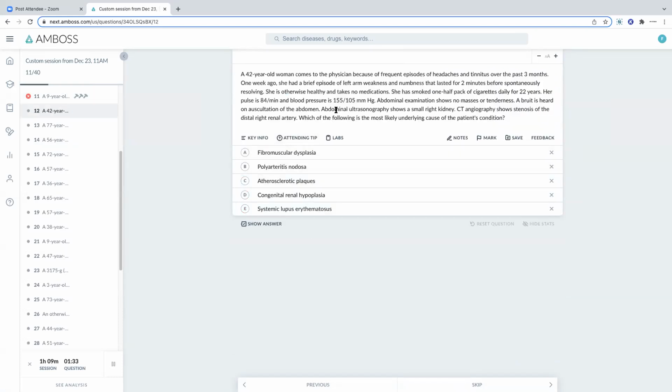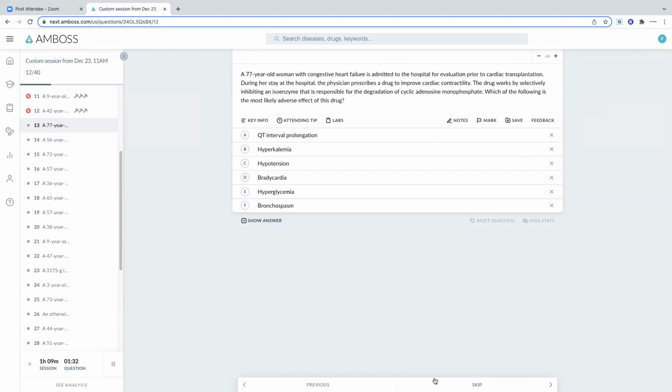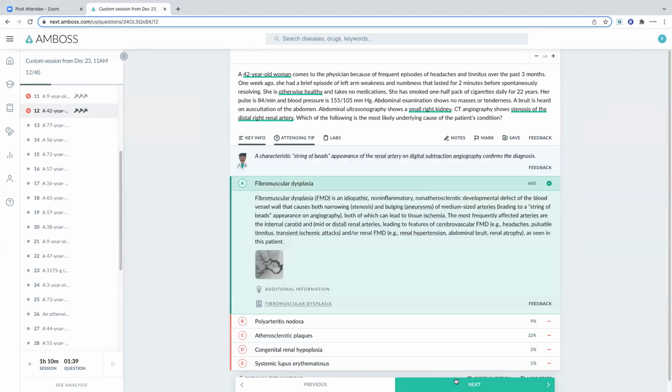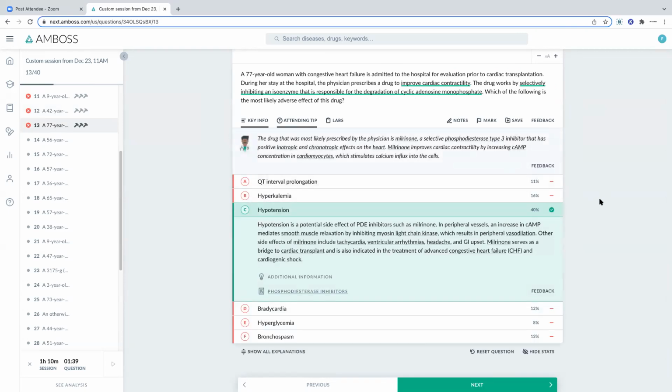Which one did you guys choose over here? Which of the following is the underlying cause of the patient's condition? Which one did you guys choose? Very good. Fibromuscular dysplasia is the correct answer for this. Okay, let's move forward. Which one did you guys choose over here? Very good. Hypotension. Okay, this is a potential side effect of PDE inhibitor. Okay, are we clear, everyone? Yes or no?